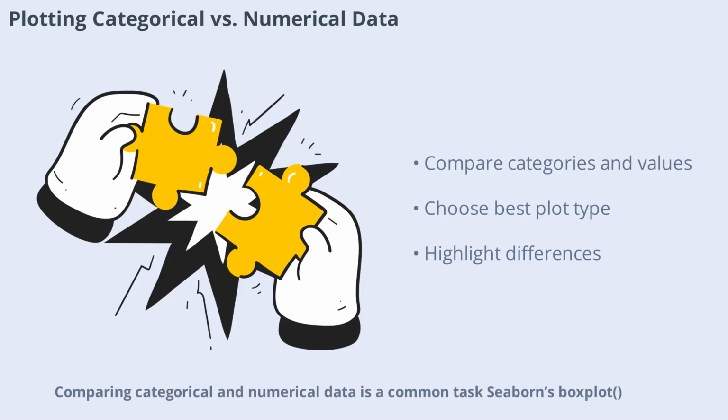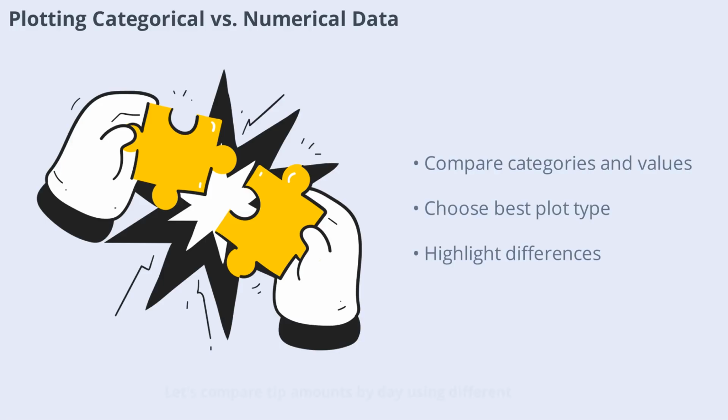Comparing categorical and numerical data is a common task. Seaborn's box plot, violin plot, and bar plot are all useful here. Choose the plot that best highlights your data's story. For example, use box plots to compare distributions or bar plots to compare means. Let's compare tip amounts by day using different plot types to see which is most effective.